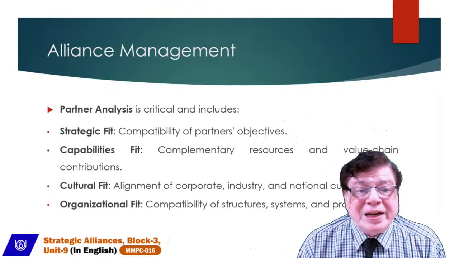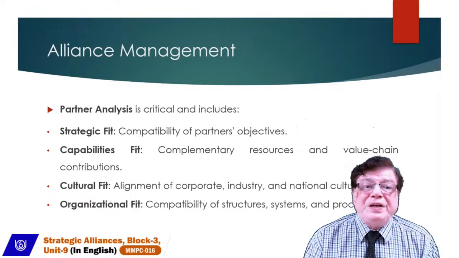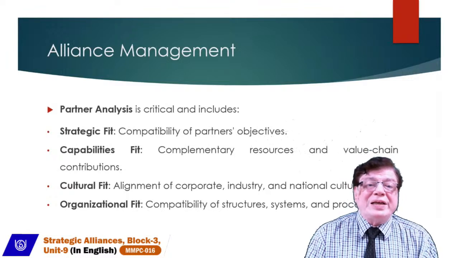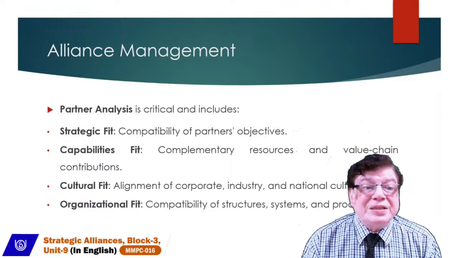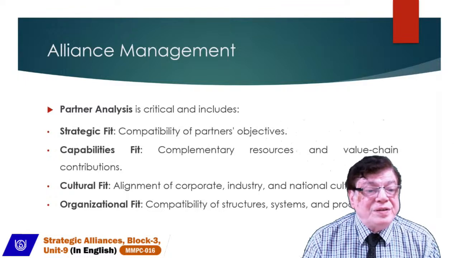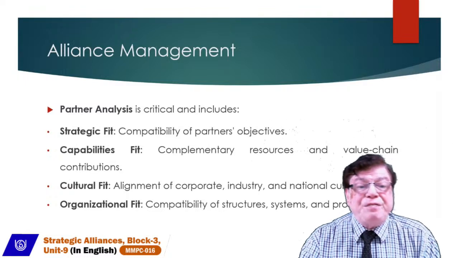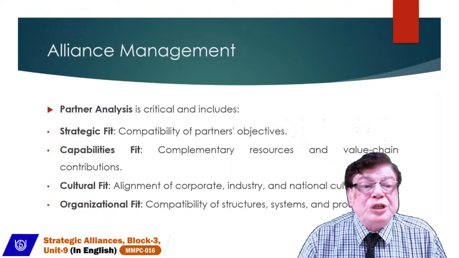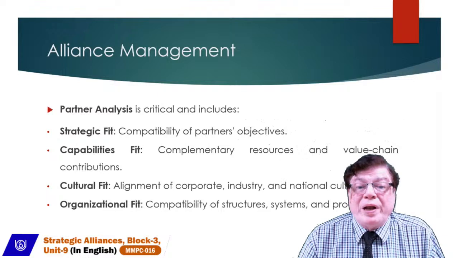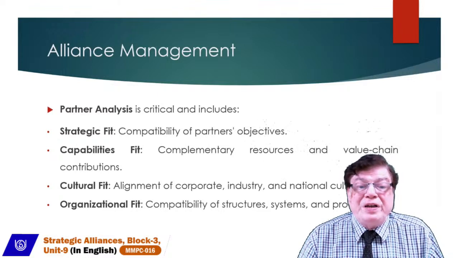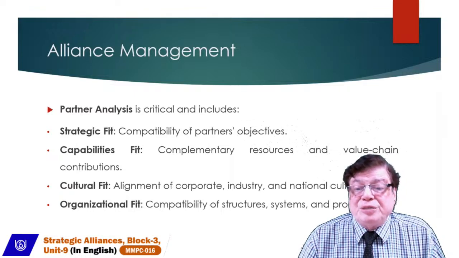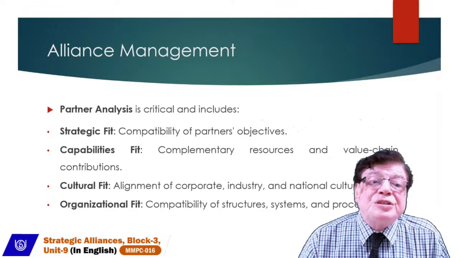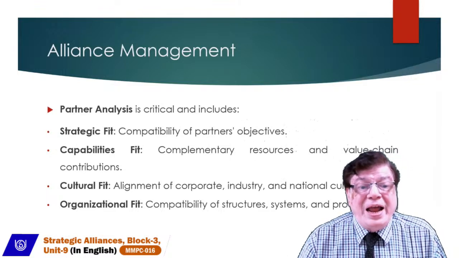Now, partner analysis. Partner analysis is critical and includes strategic fit, capabilities fit, cultural fit, and organizational fit. Strategic fit is the compatibility of partners' objectives. Capabilities fit is complementary resources and value chain contributions. Cultural fit is alignment of corporate, industry, and national cultures. Organizational fit is compatibility of structures, systems, and procedures. So partner analysis is critical and includes strategic fit, capabilities fit, cultural fit, and organizational fit.